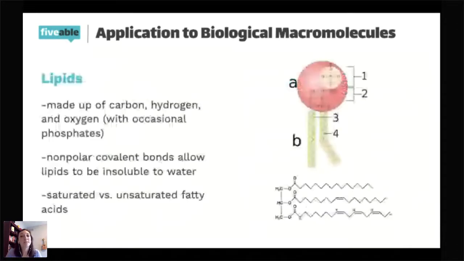All right, so application to biological macromolecules, part 2, we have our lipids. I was not able to find the right picture. There was one specific one that I wanted that I couldn't find. So you're going to kind of have to bear with me, but I think I will be able to convey what I want to convey. So lipids are made up of mostly carbon, hydrogen, and oxygen, with occasional phosphates. So think of phospholipid, like a phospholipid bilayer. That's how I remember that.